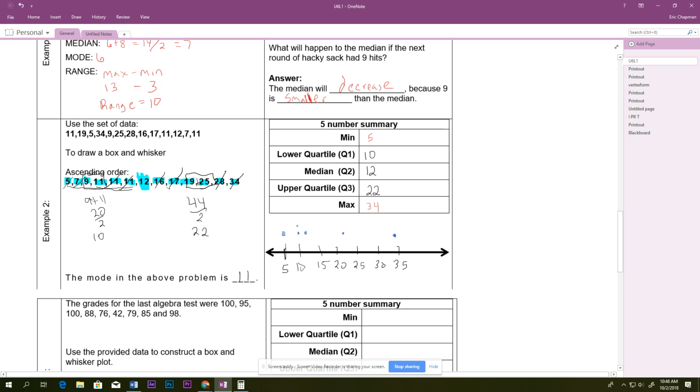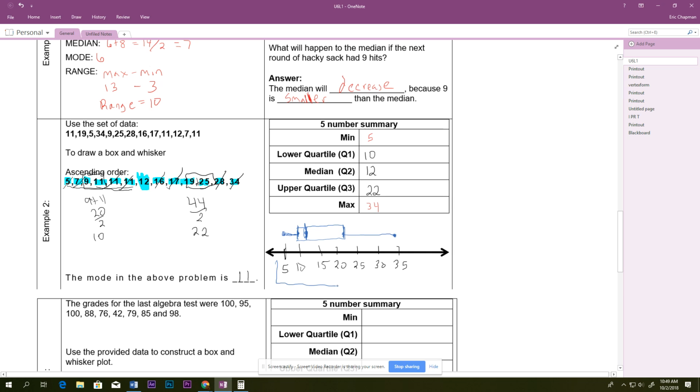Now we're going to draw our box. Okay, I'm going to draw a box like this, and then all the way over to there, and then draw a line in between our median, and then whiskers out to our min and our max. And there I have a box and whisker.